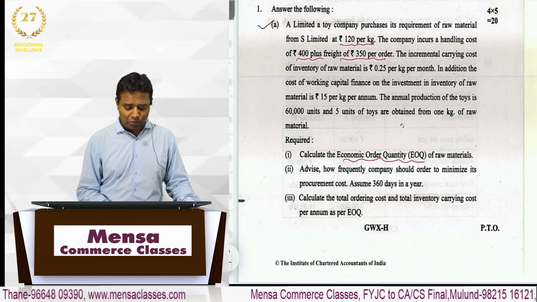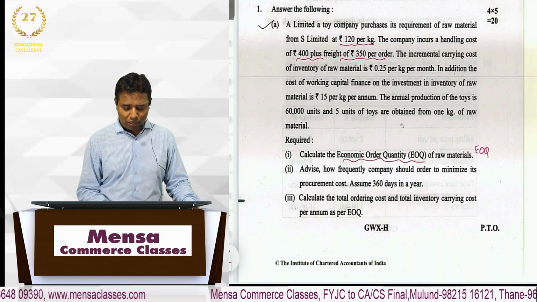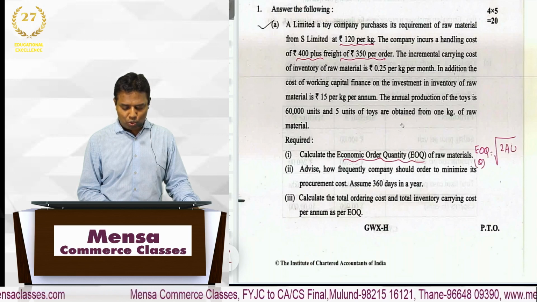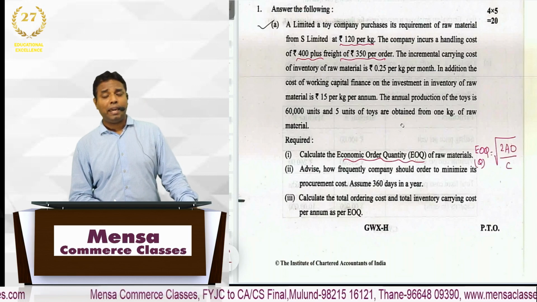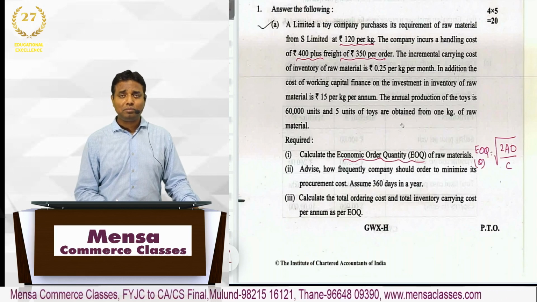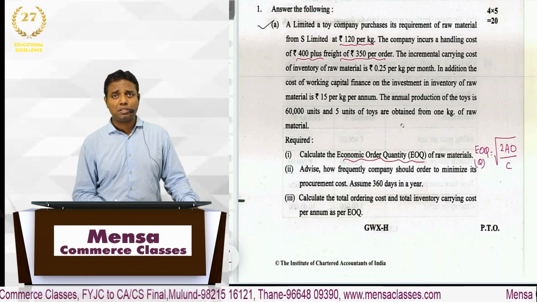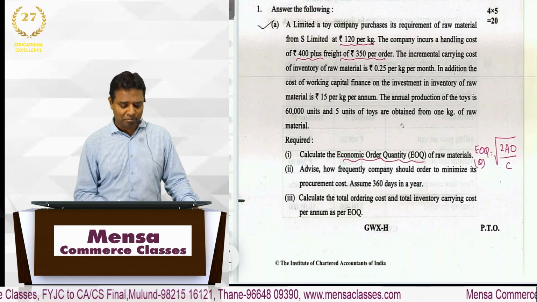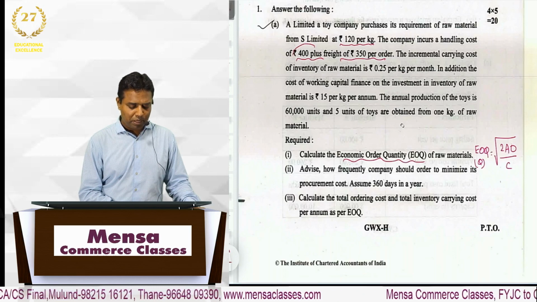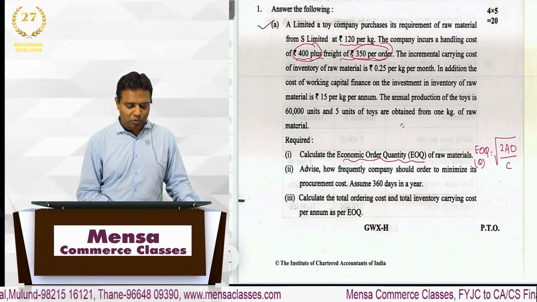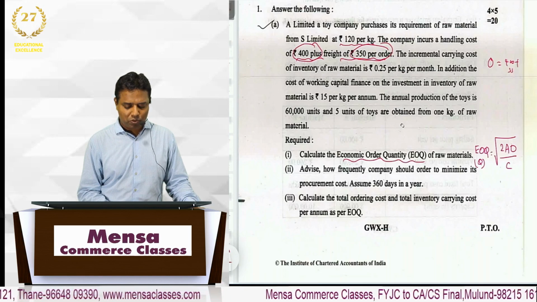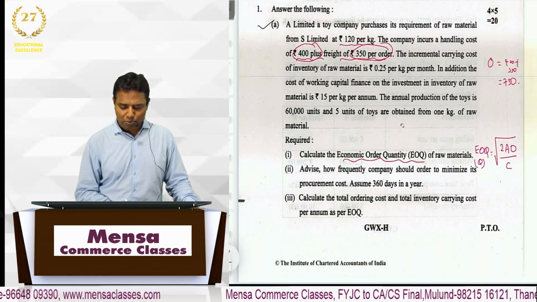As we all know, your formula of EOQ, which we call Q, is nothing but the root of 2AO upon C. A is the annual requirement, O is the ordering cost per order, and C is the carrying cost per unit per annum. So let's check. Company incurs handling cost of 400 plus 350 per order. So your ordering cost is 400 plus 350, which will come to 750 rupees per order.